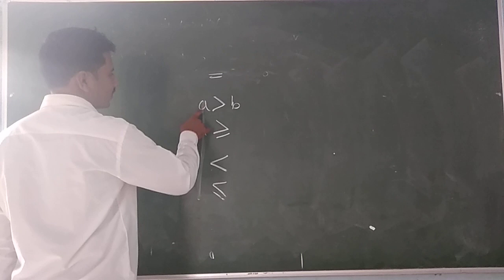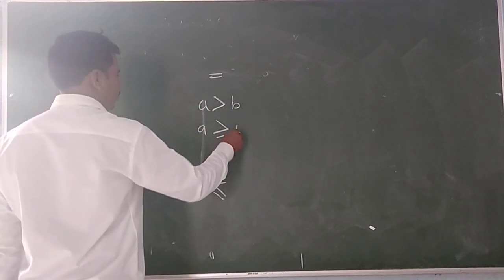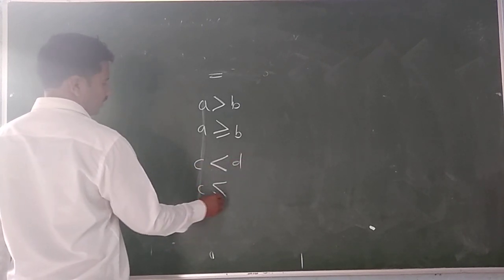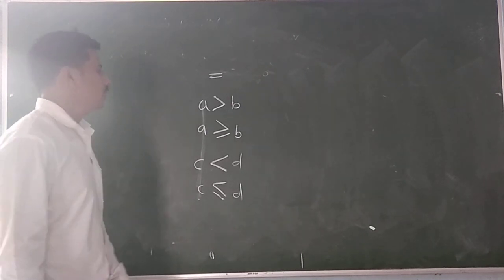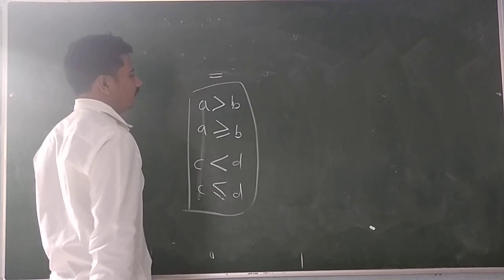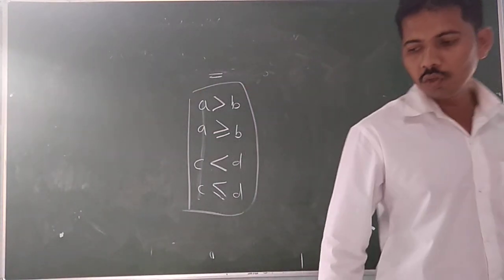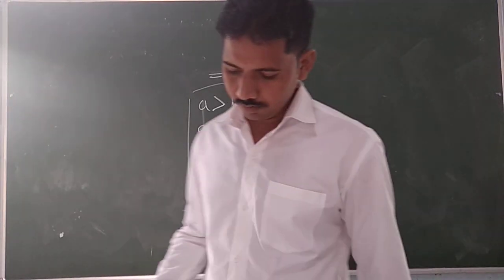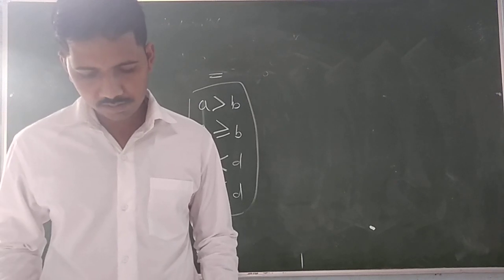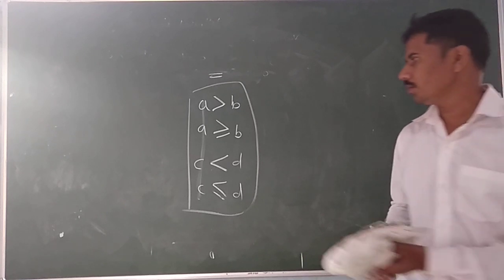How are we going to calculate? The first number depends upon it. The first number is greater than B, greater than or equal to B, less than D, less than or equal to D. Likewise, all these things are inequalities. Here any number could be there. In this chapter we are going to deal with finding the solution of this inequation.